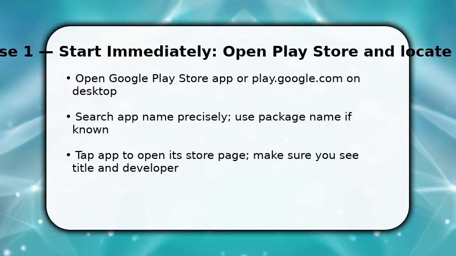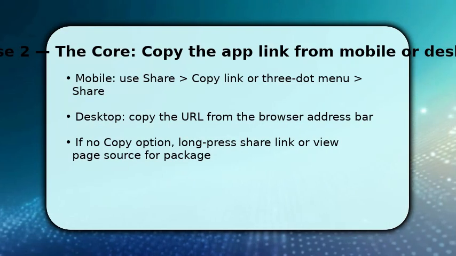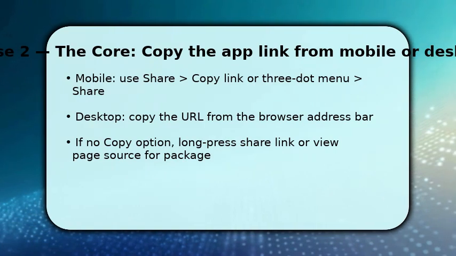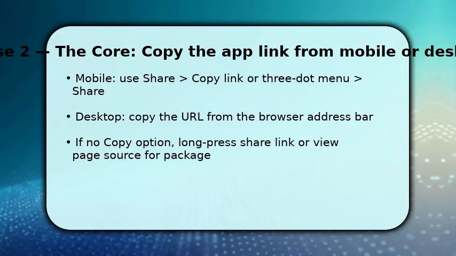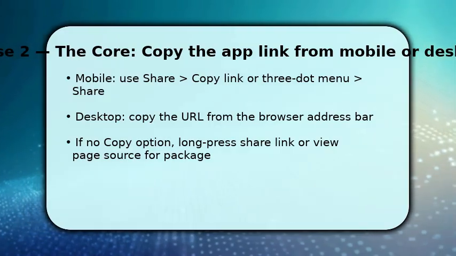Now you copy the actual link. On mobile, tap the three-dot menu or the share icon and choose Copy Link. That puts the Play Store URL on your clipboard. Once done, make sure to test paste it into a note to verify.